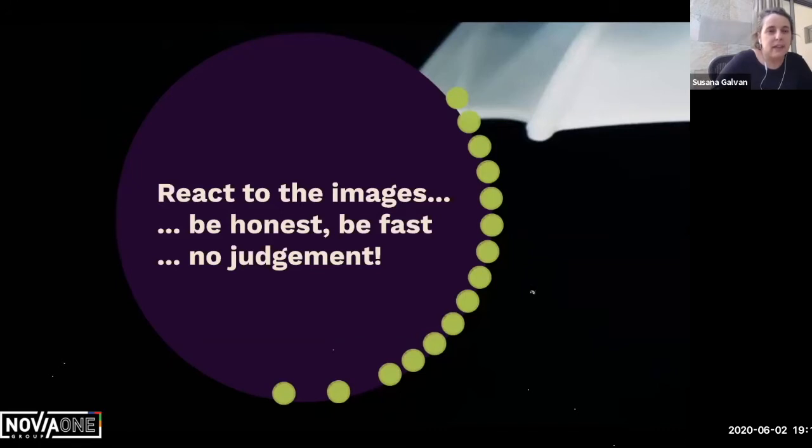The key thing about this exercise is to be honest, to be fast, and to remember that we're not here to judge. We're just here to have a conversation. So don't worry about, oh, if I say this, some people will think that I am sexist or something else. Don't worry about it. You can use the chat to share what word comes to your mind. If you don't want to share, that's fine. You can think about it to yourself. You can write it down. And we will have a quick discussion about the reactions at the end. We've got between 10 and 15 images altogether. So are you ready?